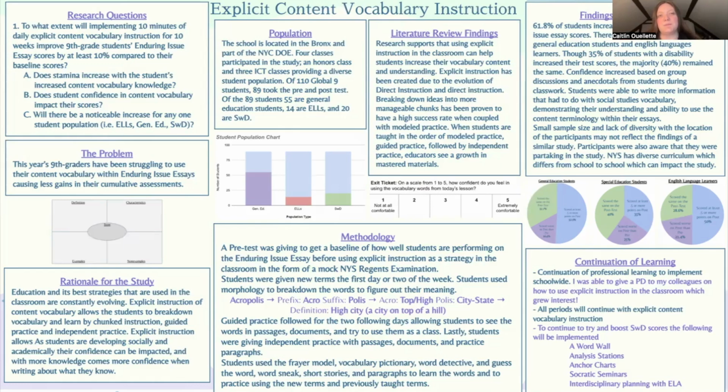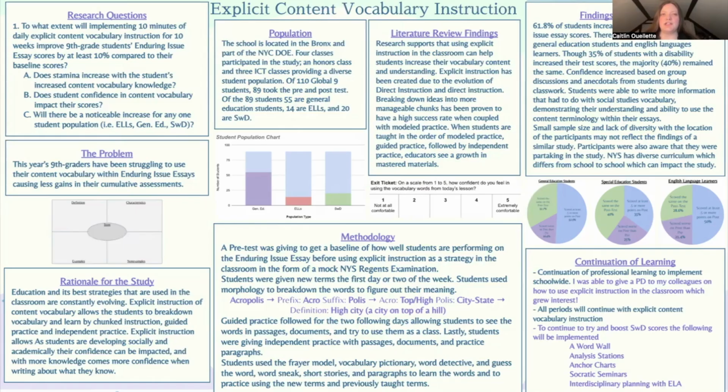The way that this was implemented in this research was a pretest was given, again, a mock regents or the cumulative assessment, where students had 15 multiple choice questions, 5 documents that students needed to analyze and annotate, as well as an enduring issue essay. In the first few days of every week, students were given new vocabulary terms and modeled instruction.